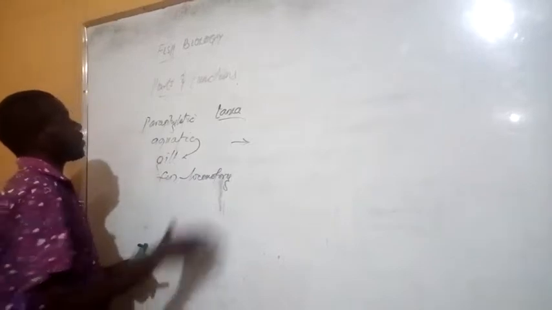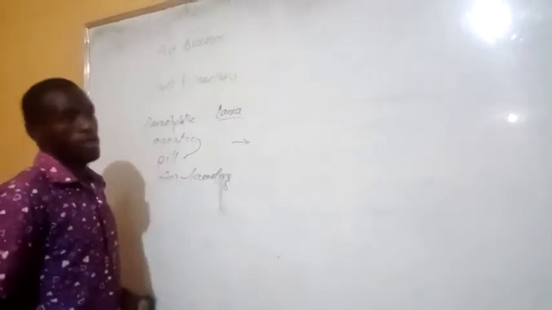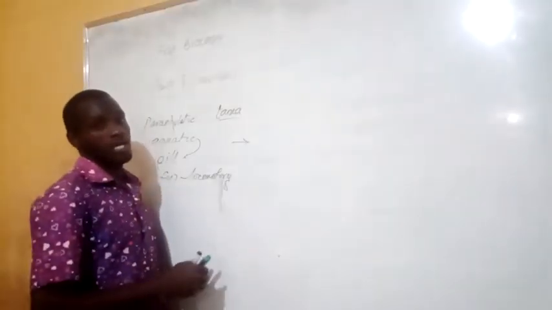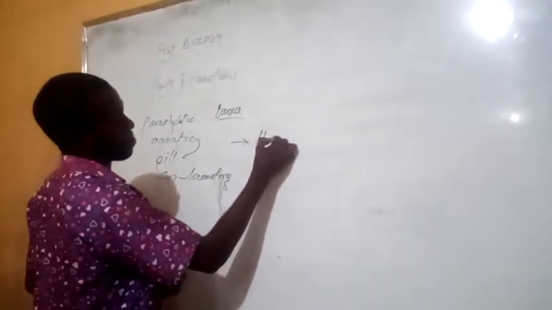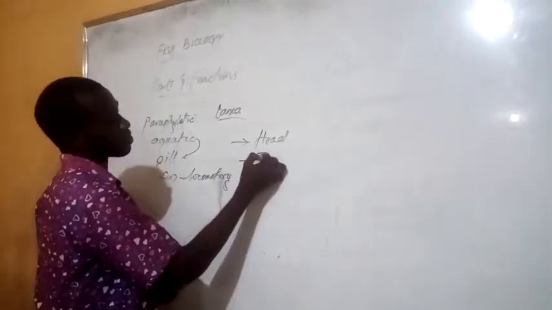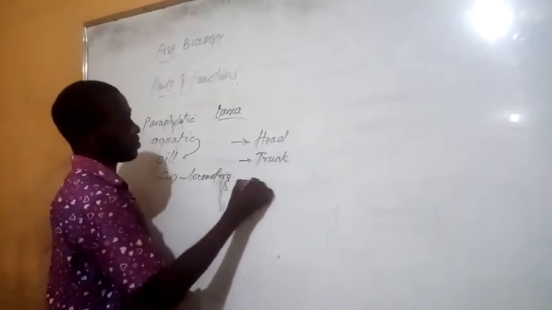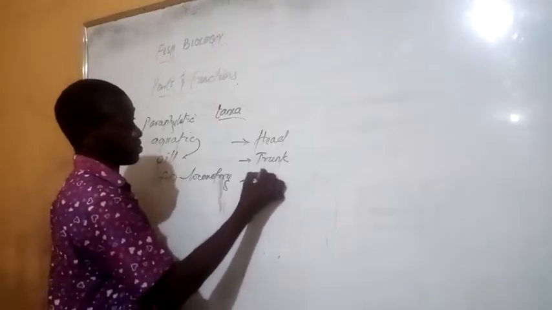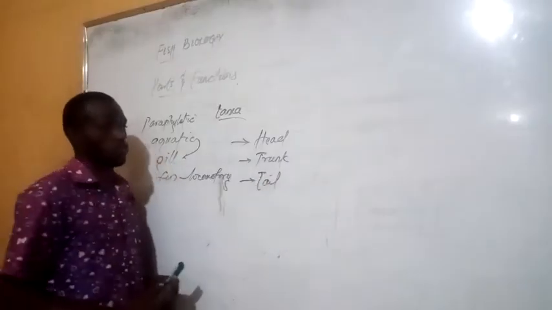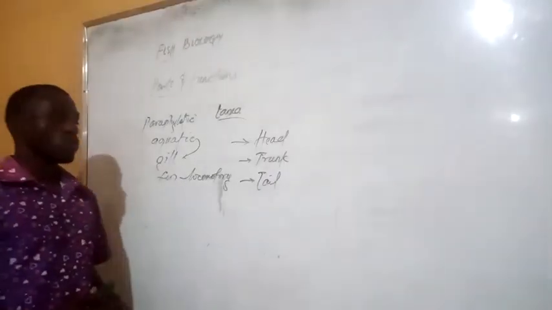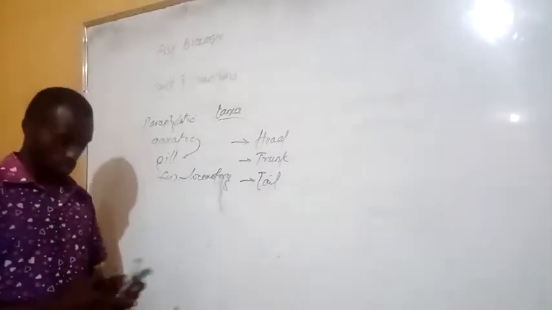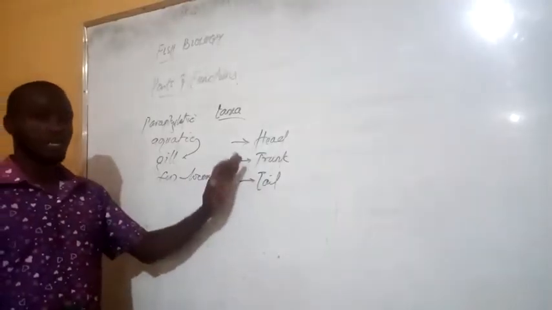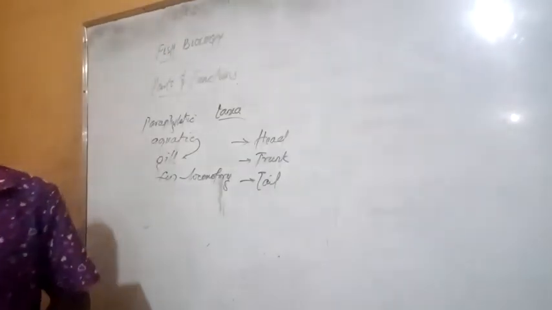Now, the parts of the fish. The fish parts can be divided basically into three: the head, the trunk, and the tail. I'm going to draw the diagram of a fish right about now, so that we can identify all the sections, all the parts of the fish.